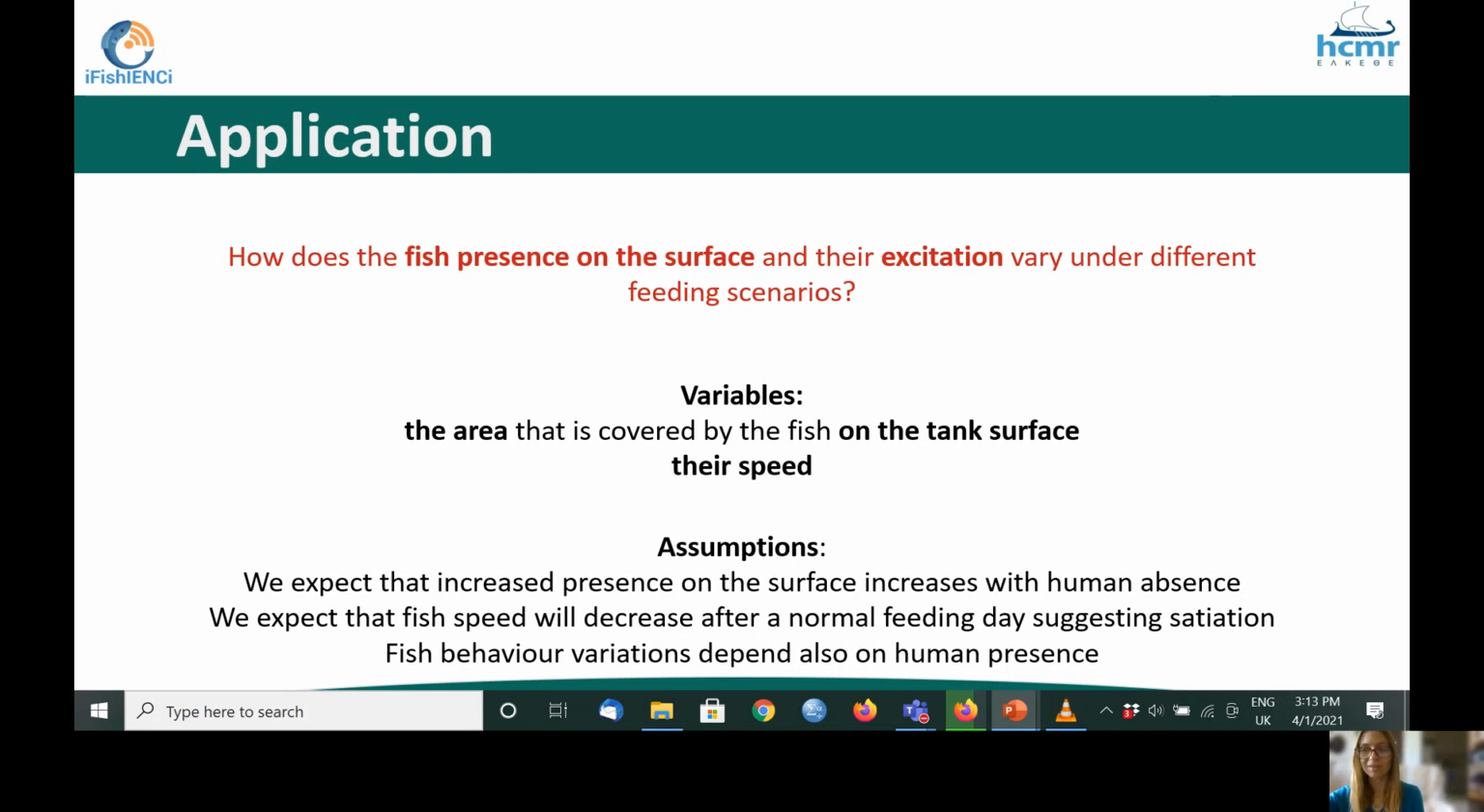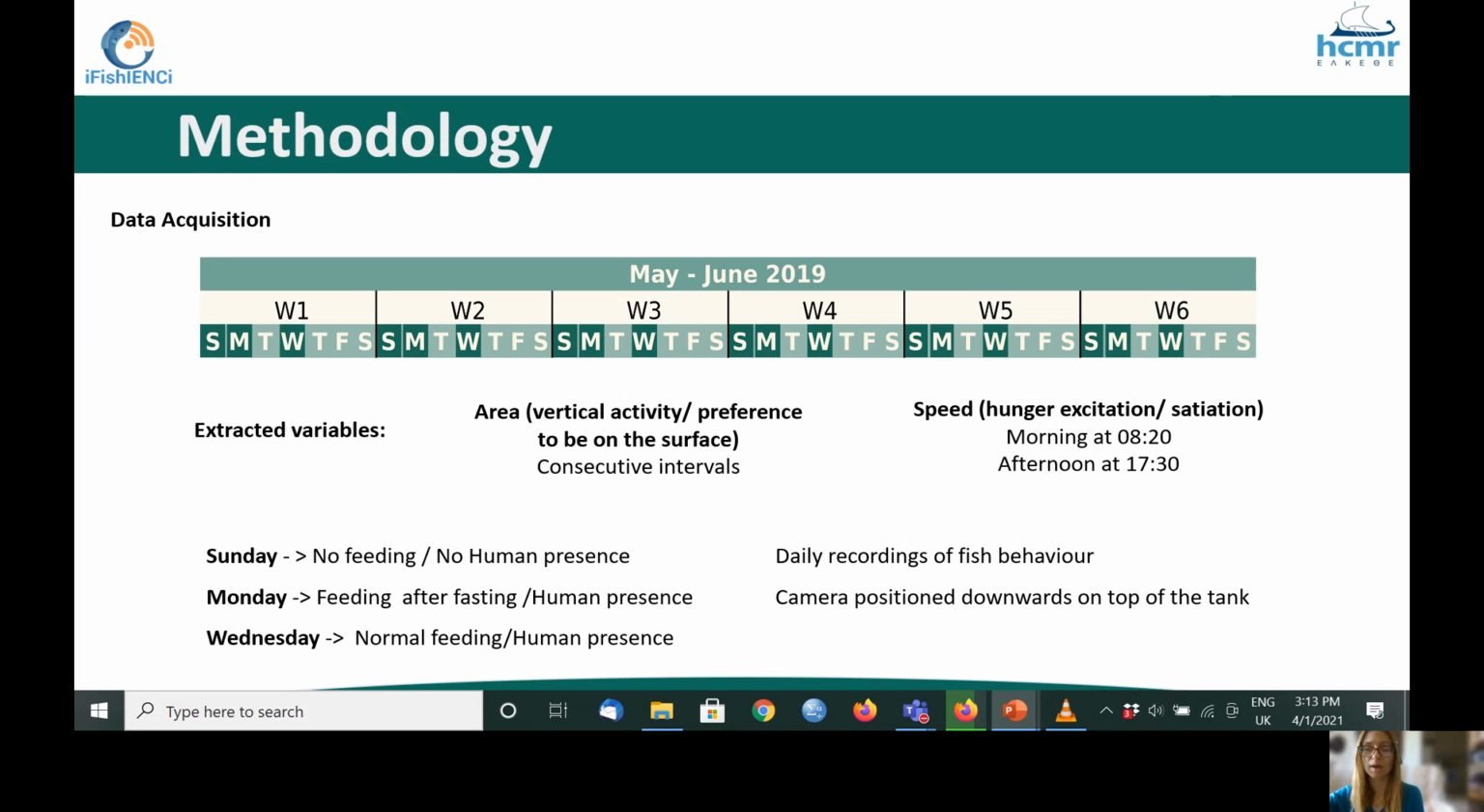We assumed that feeding affects the fish position in the tank, and we also expected that fish speed will decrease after a normal feeding day, suggesting that there is an increase in satiation. More specifically, we recorded the fish daily for 2 months, and here we will present the analysis for the last 6 weeks, in May-June 2019, of our experiment.